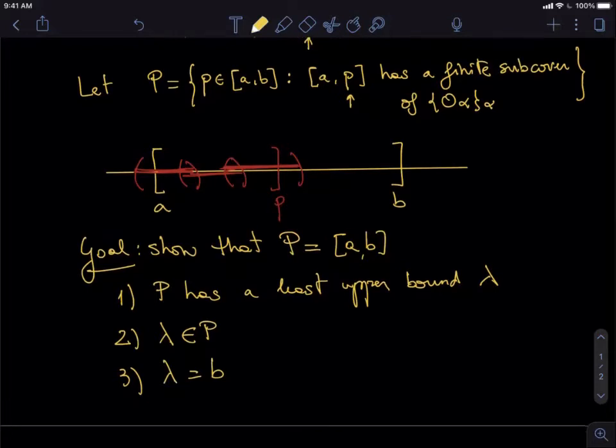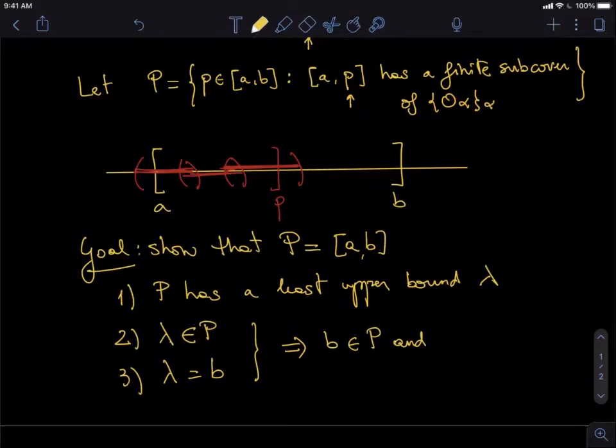Okay, once we have this, if lambda equals B and we know it's an element of P, then from these two, we get right away what we wanted, right? So we get that B belongs to P, and because of the definition of P, the point such that the interval AP has a finite subcover, then we will be saying, okay, the interval AB has a finite subcover of the original open cover that we were given. Okay, so that's the layout of the proof.